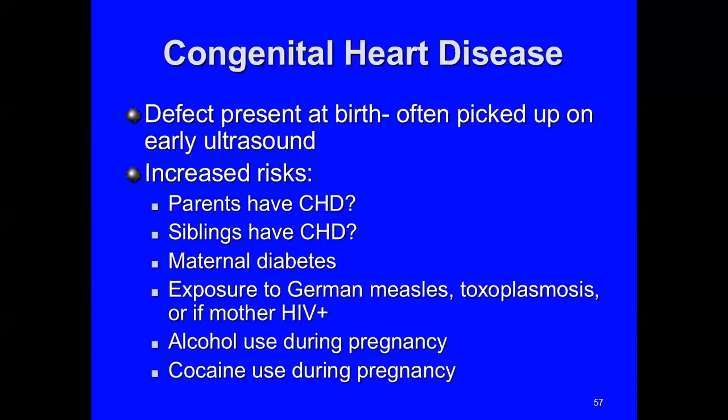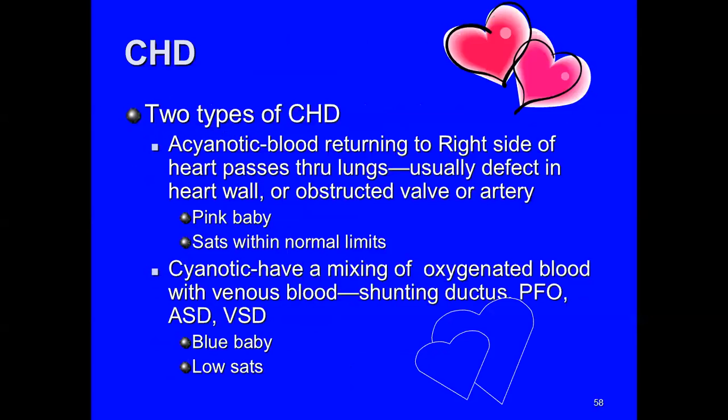We also term them acyanotic and cyanotic. Acyanotic includes patent ductus arteriosus, atrial septal defect, and ventricular septal defect. Tetralogy of Fallot, transposition of the great vessels, truncus arteriosus, and tricuspid atresia are associated with cyanotic heart disease. So there are two types of heart disease.